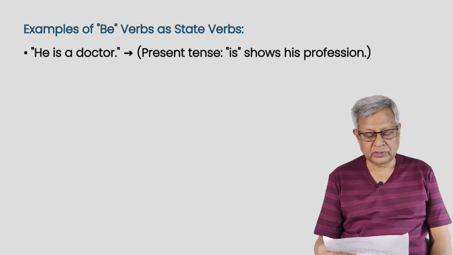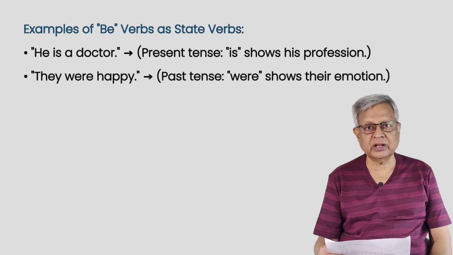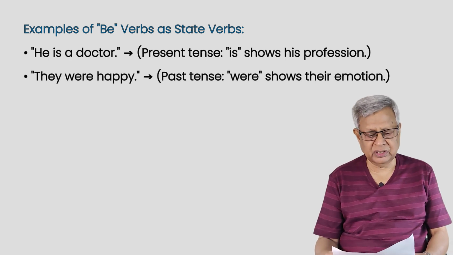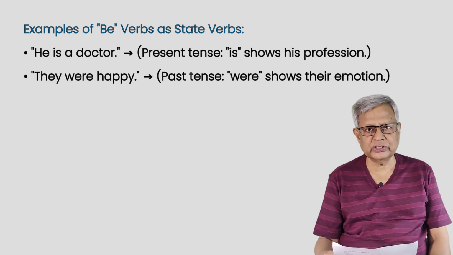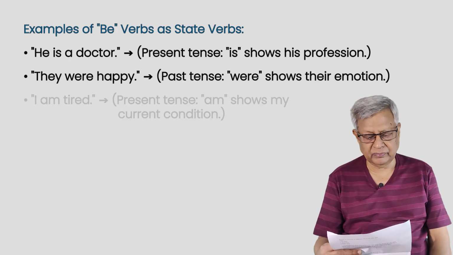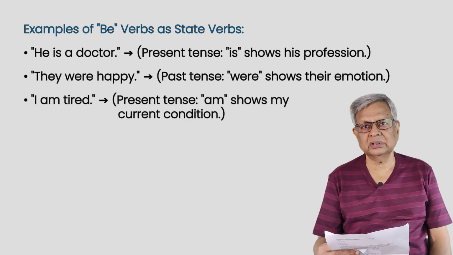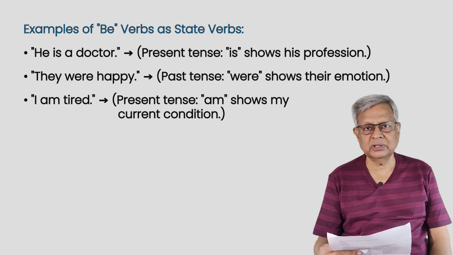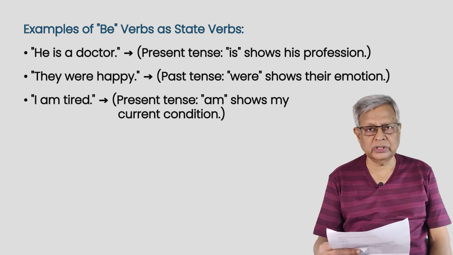That is the point. They were happy. They were happy is also a state verb. They is a plural form, were is in the past form, and were is a state verb. They were happy. It talks about only a position or a situation. I am tired. I am is the verb here. So it talks about a situation.